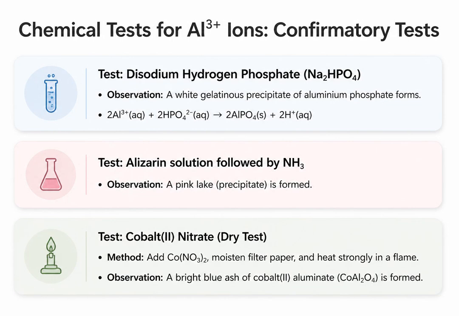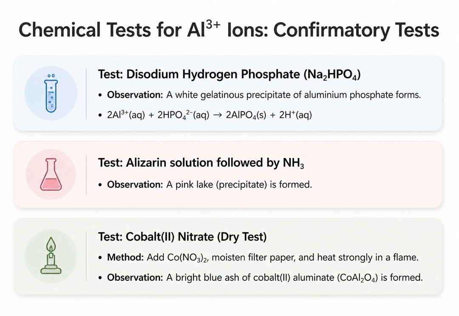To absolutely confirm the presence of aluminum, we have a few more specialized tests. Adding disodium hydrogen phosphate yields a distinct white gelatinous precipitate of aluminum phosphate. If you use alizarin solution followed by ammonia, the aluminum hydroxide precipitate will absorb the alizarin dye, forming a characteristic pink lake. Finally, there is a dry flame test using cobalt(II) nitrate.